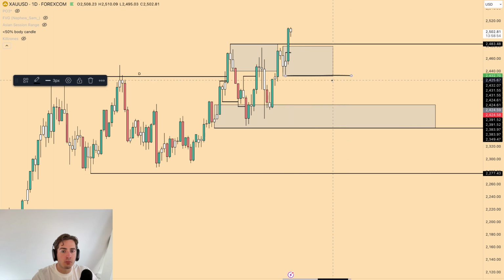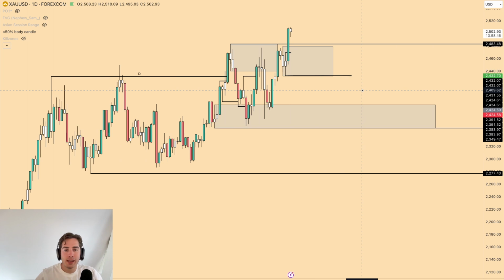As soon as this demand zone breaks, then obviously I'll be looking for a push down lower, as there is still a lot of liquidity underneath these lows over here. So kind of like a waiting game for today, guys, but some interesting setups could start forming.